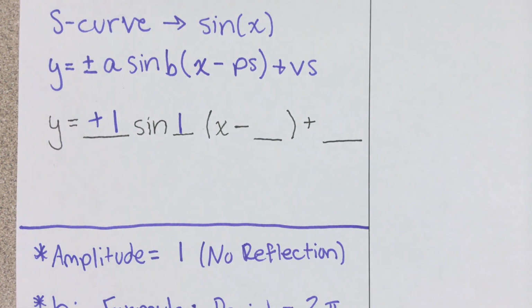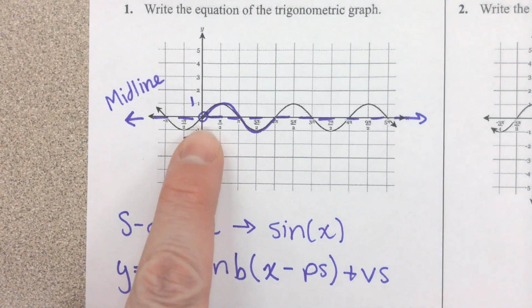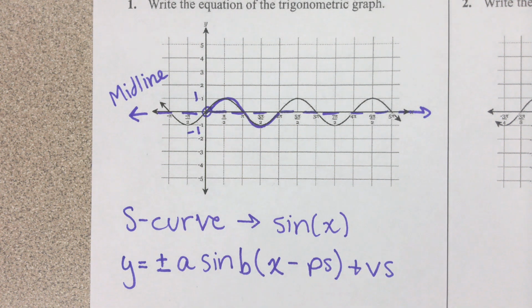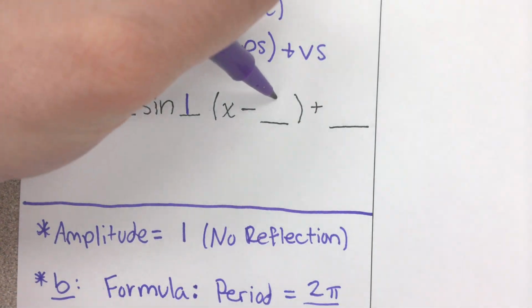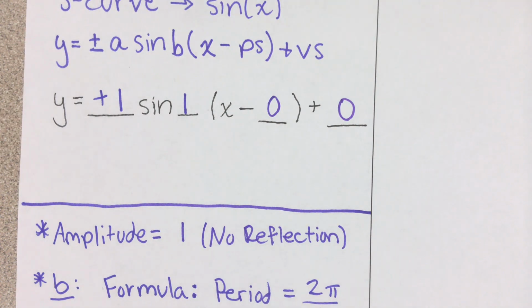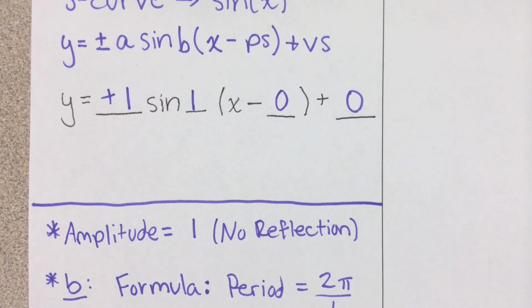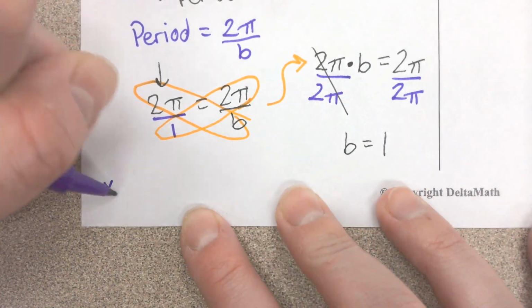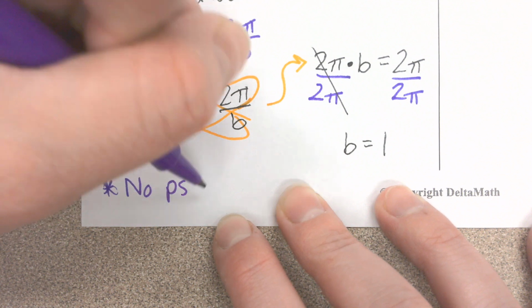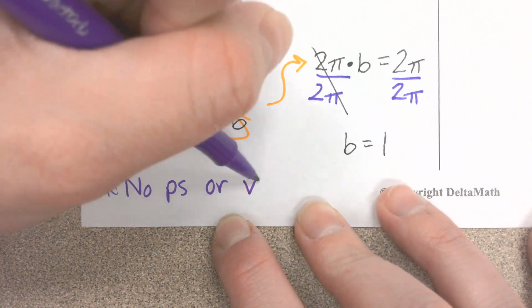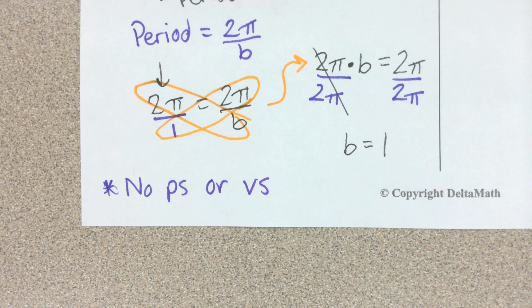Lastly, we need to figure out phase shift and vertical shift. These are very easy to identify and they're pretty visual. You just look at the graph and look for them. Let's go back to our starting point. We're at the origin. If you're at the origin, that means there is absolutely no phase shift, left or right, up or down. We're starting where we're supposed to. So in this problem, they're both going to be 0. At the bottom, just for notes purposes, I'll just add no PS or VS. No phase shift or vertical shift here.